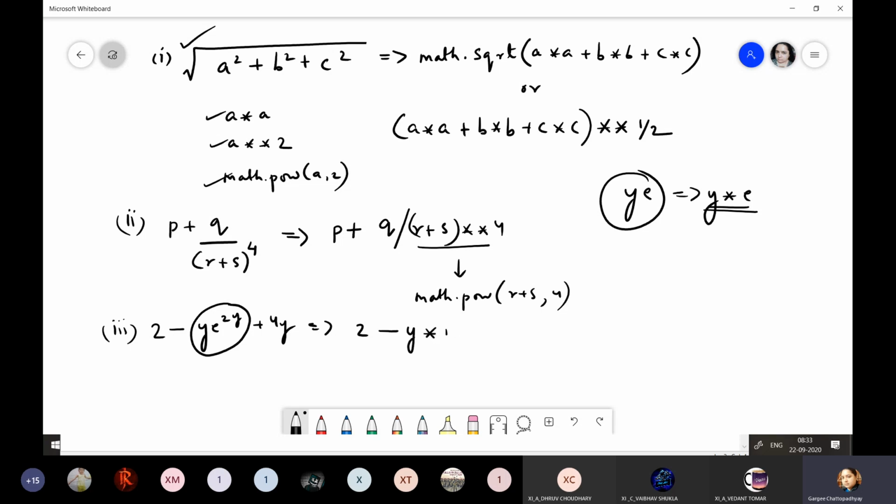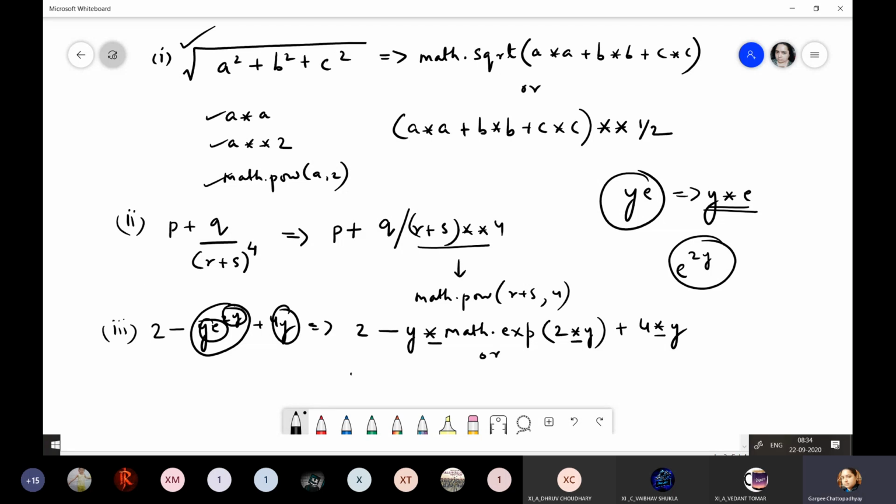Now for E, you can use the exp function, math.exp, that is E raised to the power 2y, it will give me. Now within this also 2 multiplied by y plus 4y. Sorry, not 4y, plus 4 multiplied by y. So wherever you find expressions like these, you have to include a multiplication sign over there. An alternative for this is 2 minus y into.